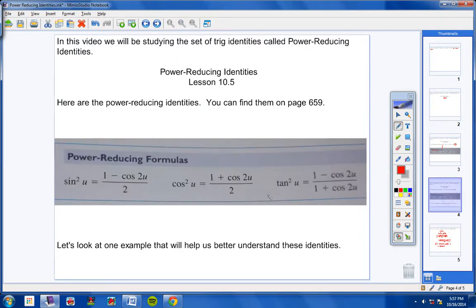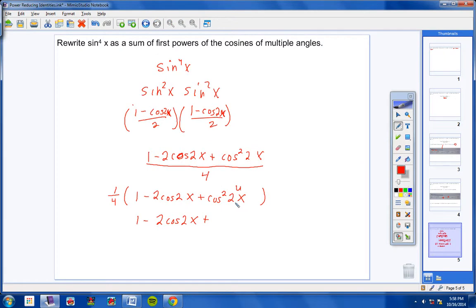So in the identity, we have cosine squared of u is 1 plus cosine 2u. So you always take 2 and you multiply it times u. Do you see that okay? Well, notice our u is a 2x. So when I make the substitution, it's going to be 1 plus cosine, and it would be 2 times u, and u is 2x. So 2 times 2x would be 4x all over 2. Okay? There we go. And of course, all of this still has a 1/4 on the outside.